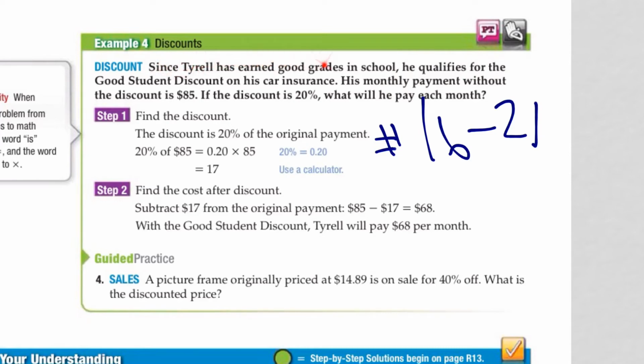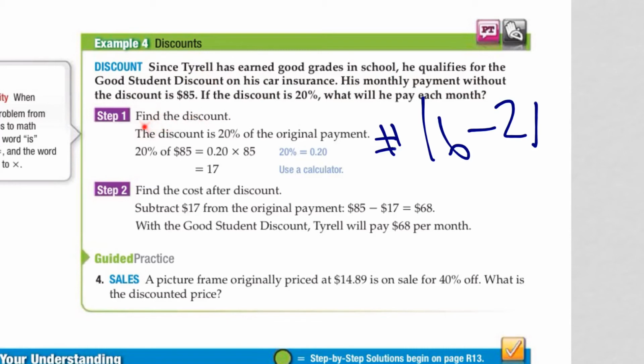So look at this one. Since Tyrell earned good grades in school, he qualifies for the good student discount on his car insurance. His monthly payment without the discount is $85. All right. So before he paid $85, but now he gets a discount of 20% off. What will he pay each month? This right here, good student discount, did you guys know that is a real thing? If you have good grades, some insurance companies, if your parents turn in your grades, they get a discount.